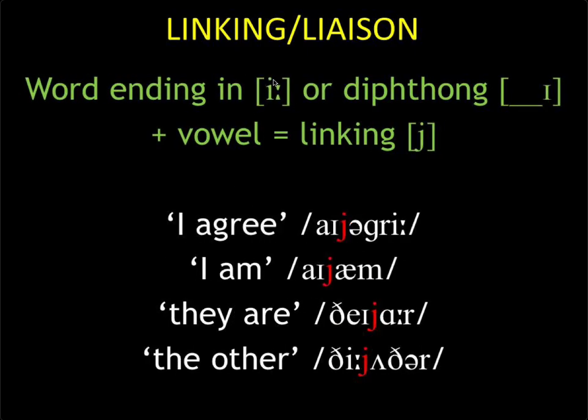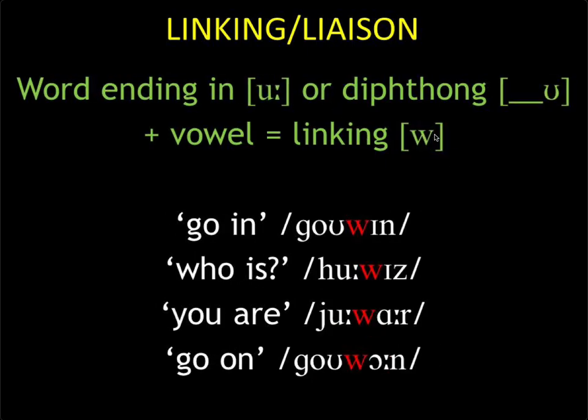And you see it's with a high front vowel with a Y. The second one is with a high back vowel, so tense U or lax U or a diphthong, plus a vowel, will have a linking W. So go in, if you want to connect, you end up saying "go-w-in."